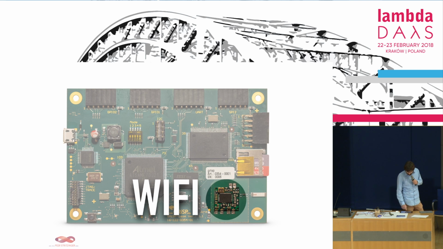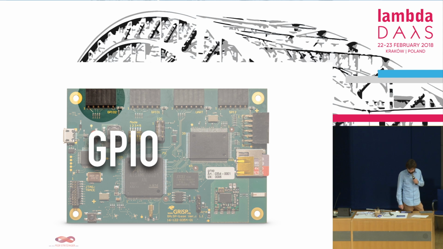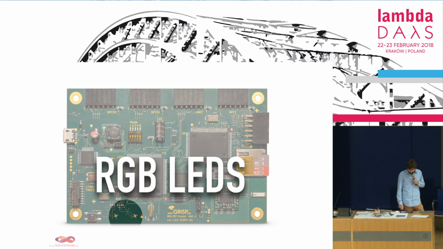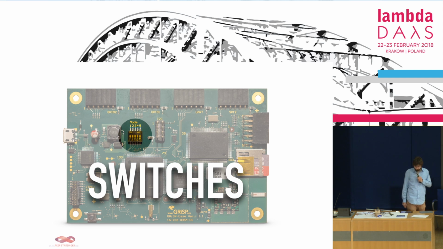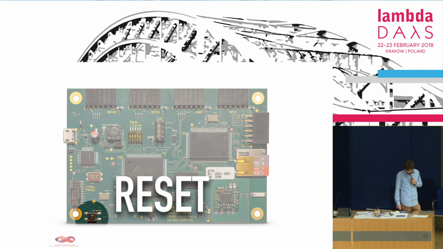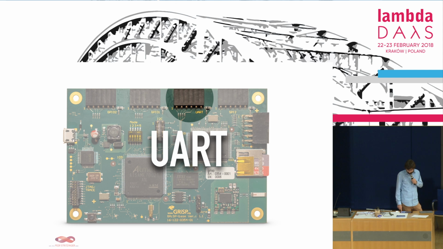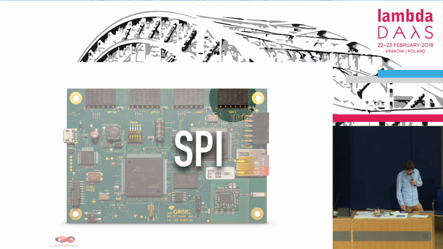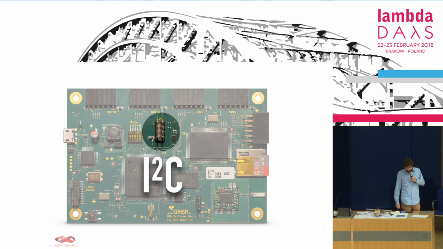There's a micro SD slot, the Wi-Fi, the GPIO ports, which also support pulse width modulation. We have 2 of them. We have RGB LEDs. We have little switches, which you can access from Erlang. We have a reset button to reboot everything. We have a UART port and 2 SPI interfaces. You also have some interrupts, and you can have multiple SPI slaves. There's an I2C bus also.